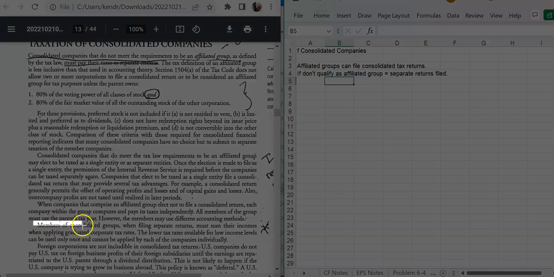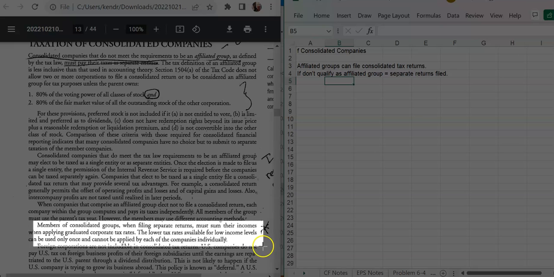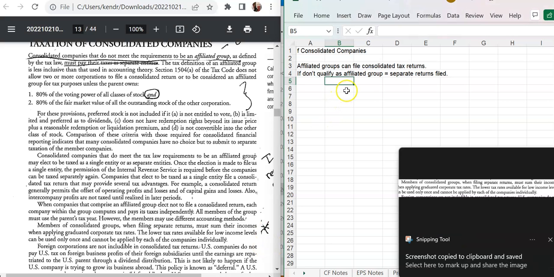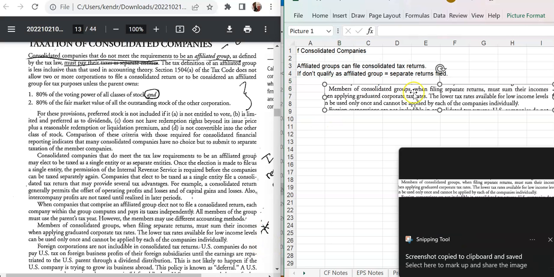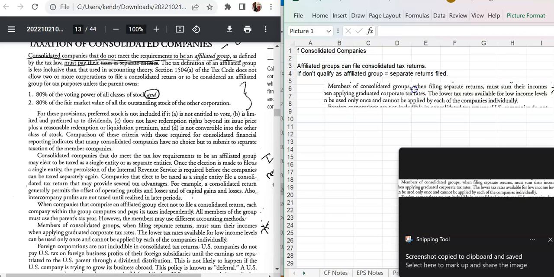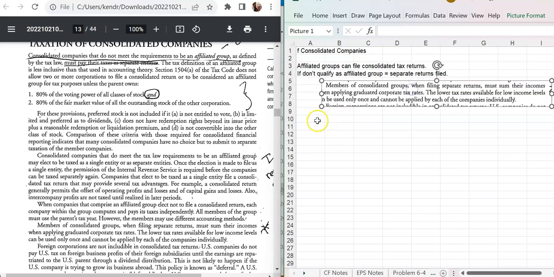I'm going to copy that a little bit. Well, it's not perfect, close enough. All right, so just keep that in mind. We're not going to actually do that, but I just want you to be aware that it's there.